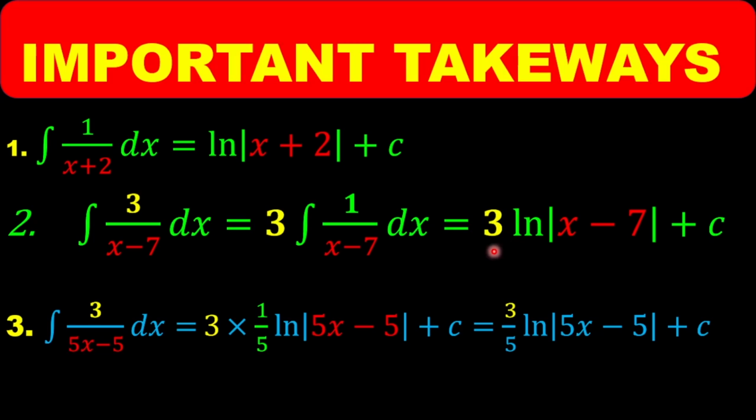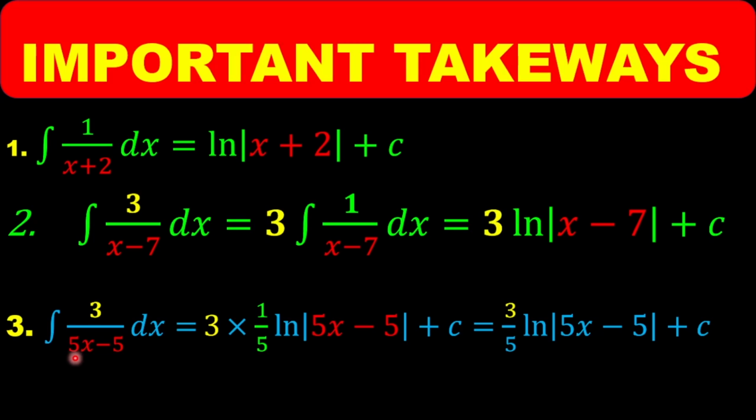Then the last one is this. We have the integral of 3 over 5x minus 5. Now here notice that the top is 3, and then where the x is, there is another number attached to it. In the first two examples, no coefficient was attached to the x. Here too, no coefficient was attached to the x. Okay, but in this case, there is a coefficient of 5 attached to the x.